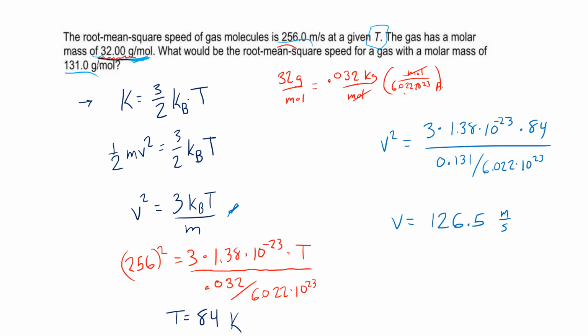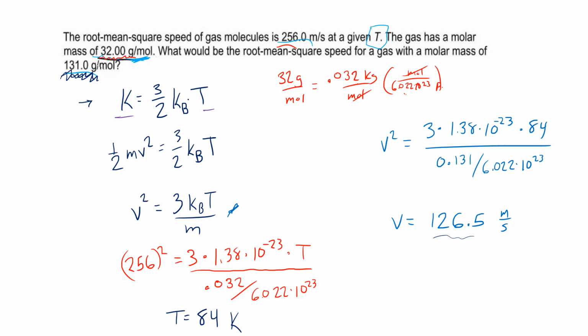Does that answer make sense? Yes, it should make sense. This guy has more mass. There's more mass here, so it's got to have a lower speed because they have the same amount of kinetic energy. All gases, it doesn't matter what type of gas it is, have the same amount of kinetic energy at a particular temperature. All right? And how they relate to each other is using this formula.